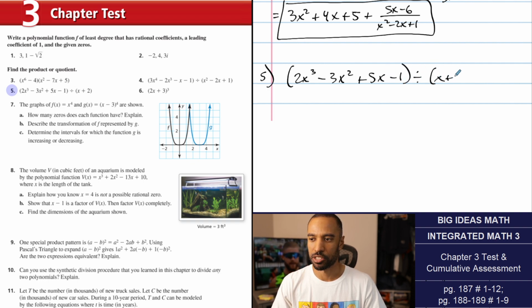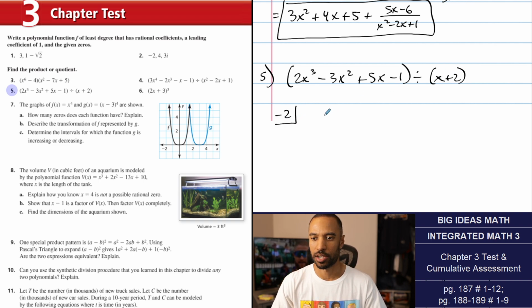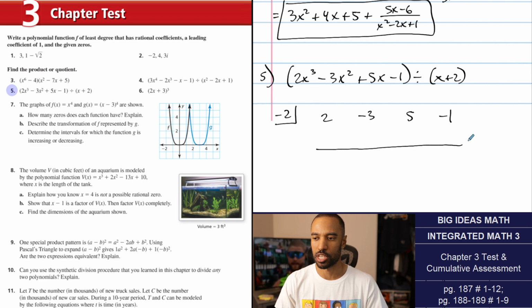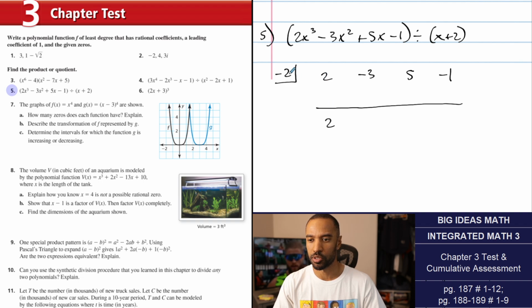This is divided by x plus 2. This is a linear factor with a 1x involved. If x plus 2 is the factor, then negative 2 is the root. So we'll set it up like so. I got a 2x cubed, negative 3x squared, 5x, and a negative 1. Here, if there was a term missing, we must throw those zeros in because synthetic division does not see variables.